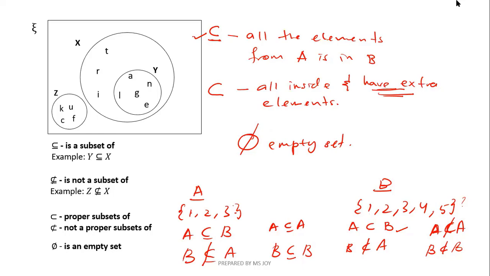A proper subset is all the elements in A, but with extra. Good, Sean, you got it correct.